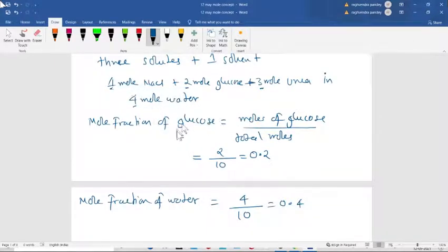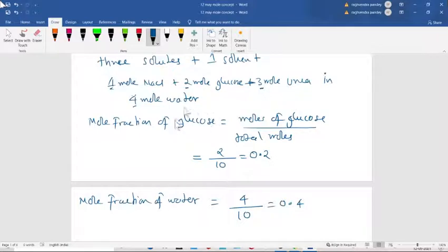If you're talking about the mole fraction of glucose, then it is moles of glucose divided by the total moles. Total moles, I told you how to count: 1 mole, 2 mole, 3 mole, and 4 mole. Whatever moles are there in the solution, that is your total moles. Each and every molecule, NaCl or glucose or urea or water, will have its own mole fraction. What I told you, individual mole fraction.